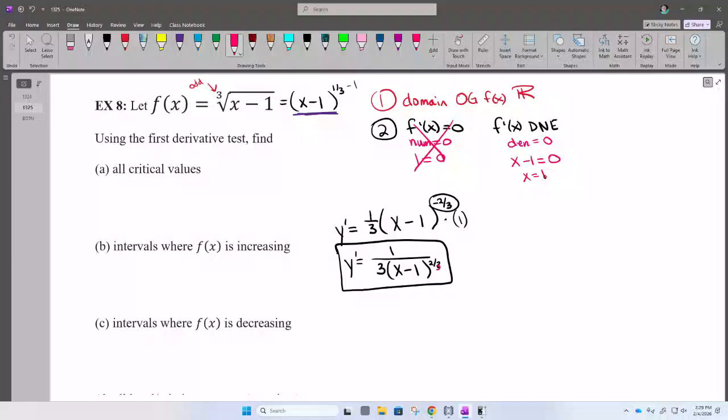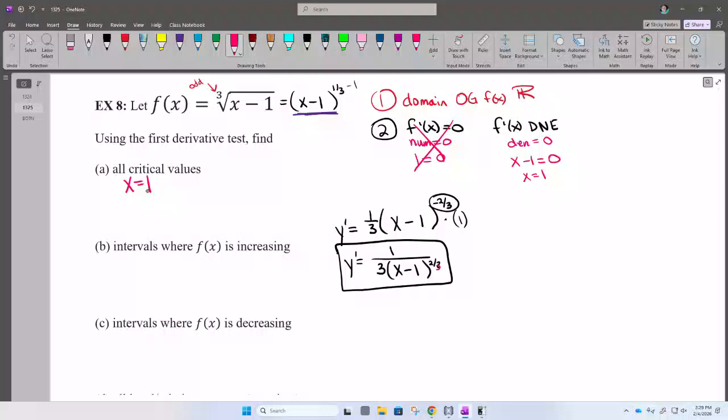So I checked my two places and they came up with a number. But before I can conclude it's a critical value, I have to ask myself, what do I have to ask myself, Colton? If they're in the domain. Is it in the domain? And the domain is all real numbers. So yes, it is in the domain, and so it is a critical value.